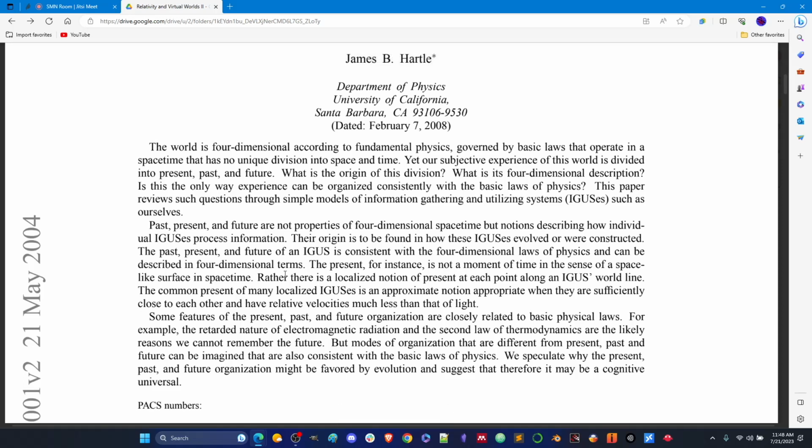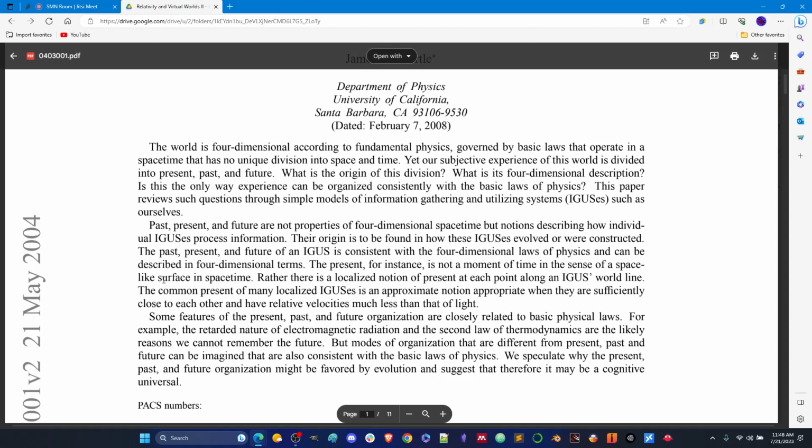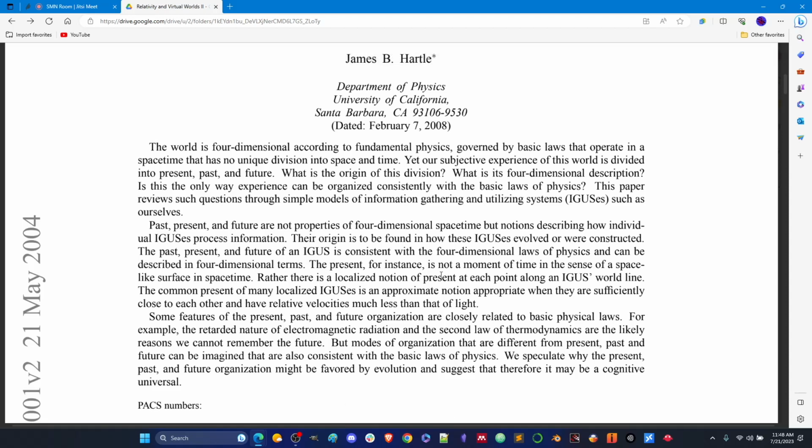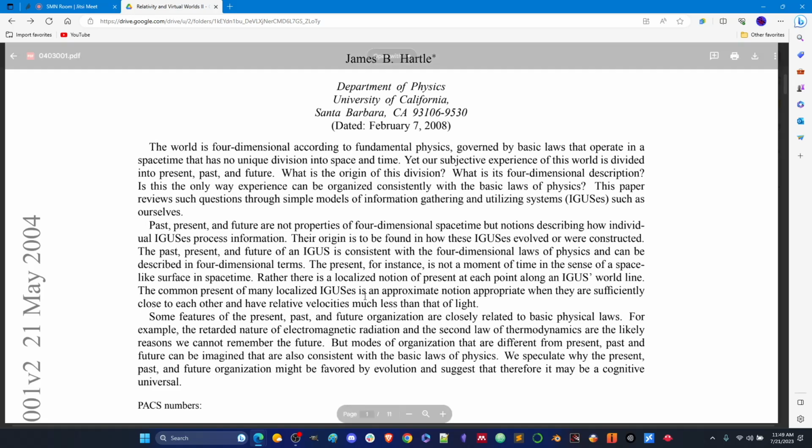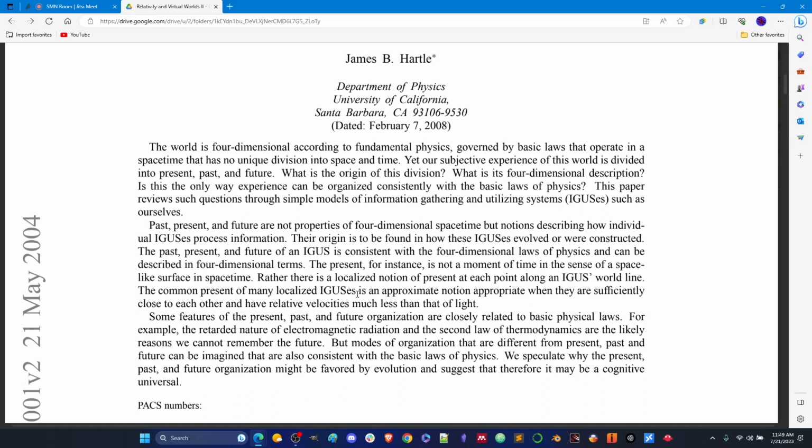The present, for instance, is not a moment in time in the sense of a space-like surface in space-time. Rather, there is a localized notion of present at each point along an IGUS's world line. So this is just a way that he's come up with to think about these connections between space-time and physics, and then modeling that as part of our experience. And maybe a virtual world can bridge that.